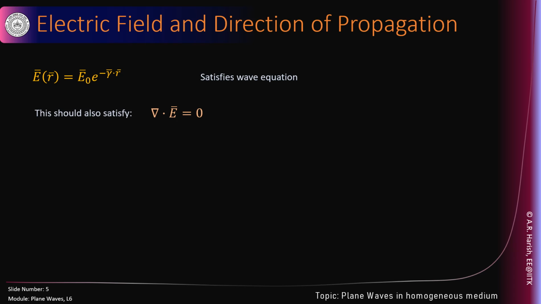In order to do that, we need a result. Del dot psi A, where A is a vector and psi is a scalar, is psi del dot A plus A dot del psi.